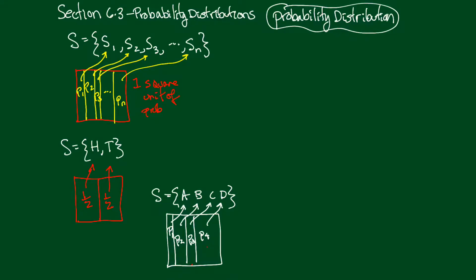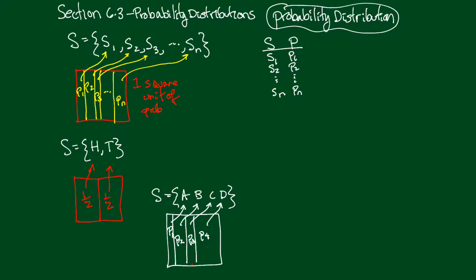Now another way to write a distribution is to write this. Here's S, here's P, and then you could write the outcomes, S1, S2, dot, dot, dot, S sub n, P1, P2, dot, dot, dot, P sub n. So you could make a table. This is a perfectly good way to display a probability distribution. Outcome, probability of that outcome.